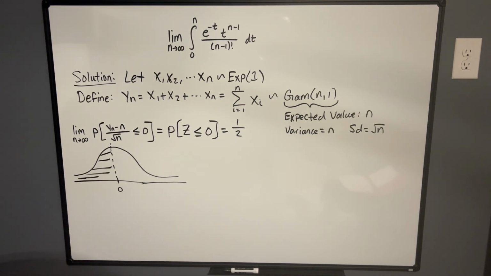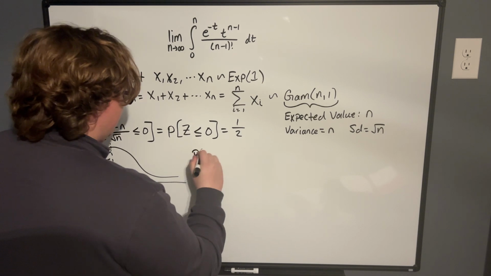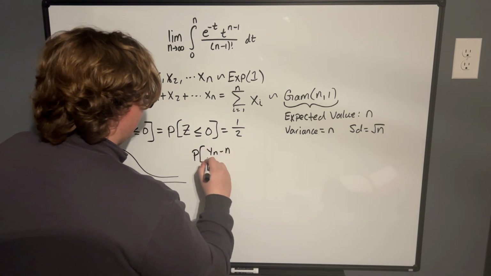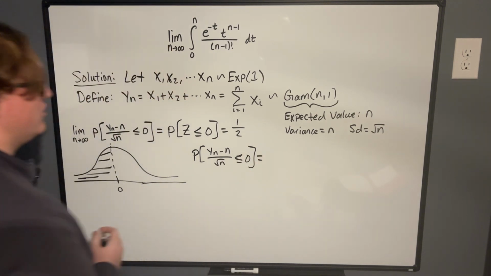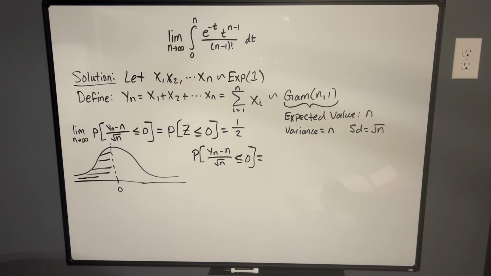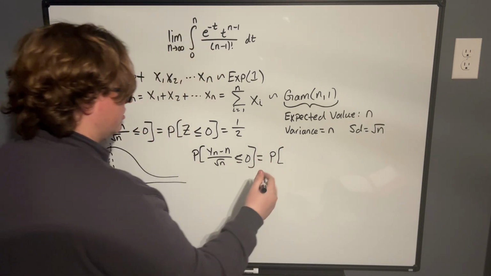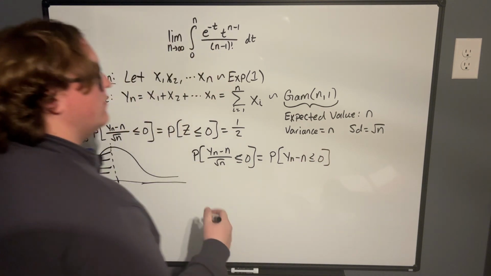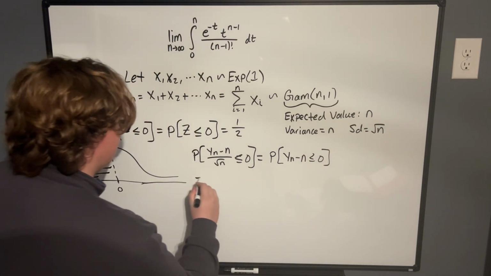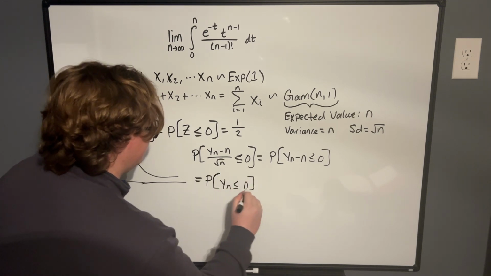But we need to show that this is the same thing as the integral right here. So let's examine this probability. The probability that y sub n minus n over root n is less than or equal to 0: let's solve for y sub n. We multiply by square root n on both sides, and the 0 just stays 0. So y sub n minus n is less than or equal to 0. Then we add n to both sides, so this is equal to the probability that y sub n is less than or equal to n.